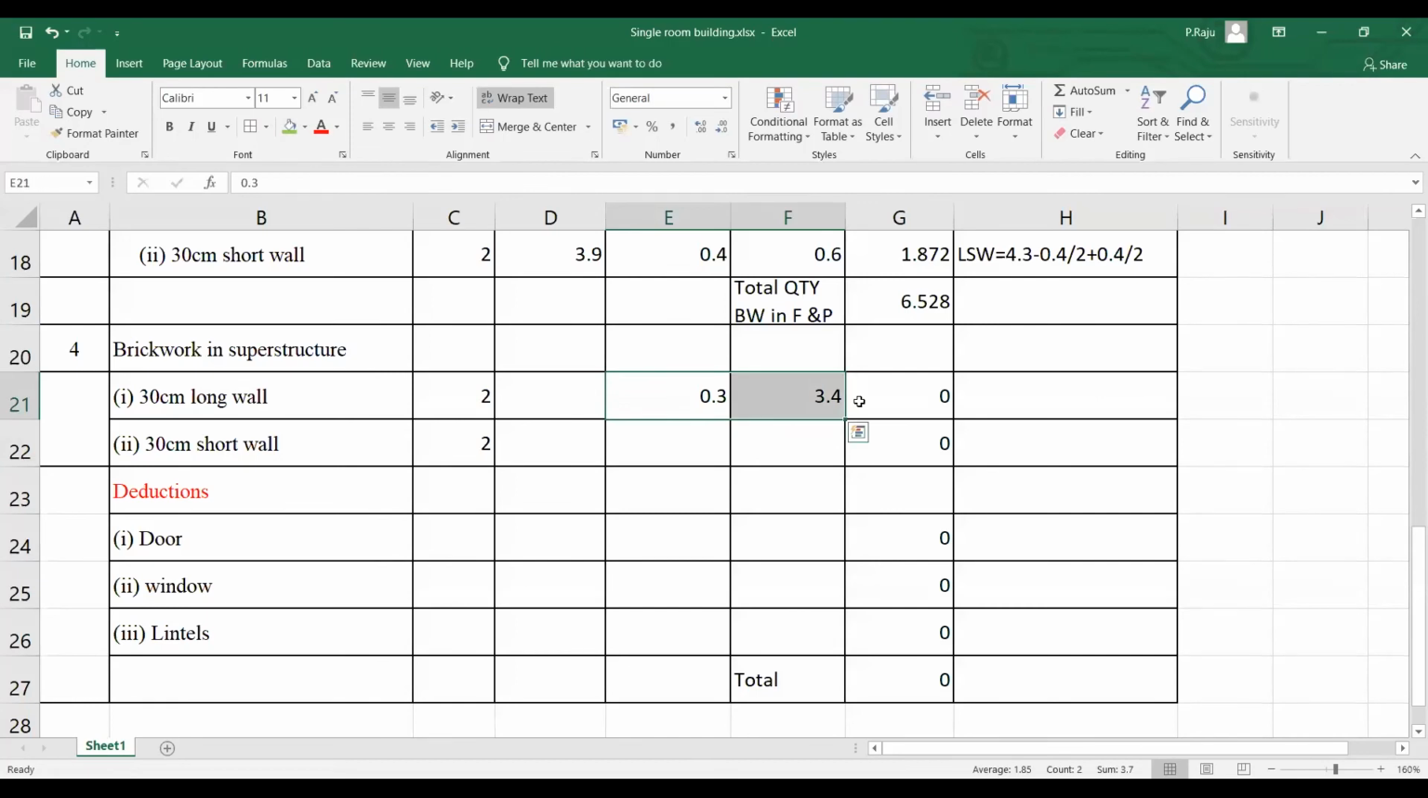This is one and the same for both short wall and long wall. So width and height are the same for brickwork in superstructure. Here the quantity will be more because the height is more. Next, length of long wall. What is the length of long wall here? Length of long wall is equal to 5.3 plus half width on one side plus half width on the other side, 0.3 by 2 plus 0.3 by 2. So totally it is 5.6 meters.